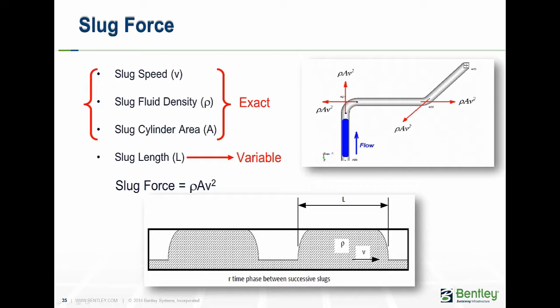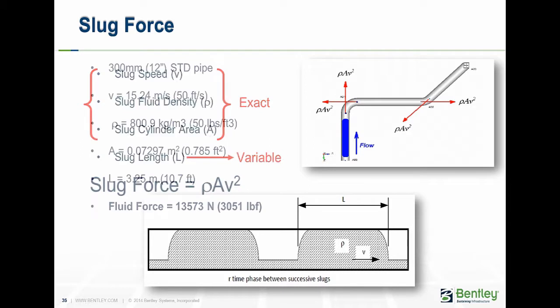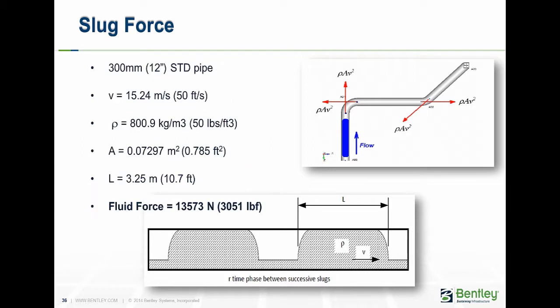For a 90-degree bend, the velocity changes from v to 0 in a particular direction. So the slug force is therefore ρ times area times velocity squared. As the slug leaves the bend, it now accelerates from 0 to v, thus producing another force 90 degrees to the first. The magnitude of these forces is large. We can see here for a 3-meter slug in a 12-inch pipe, a force of 13.5 kilonewtons, approximately 3,000 pounds, is produced.